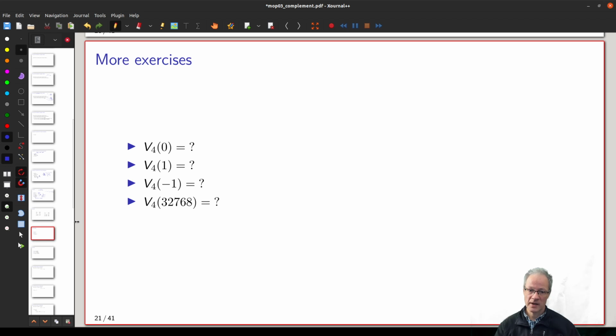Already there are some more exercises. So now what about four bytes? What's going to change? In 4 bytes, 0 is still going to be 00000000, that's in hex now, right? 1 is still going to be 00000001, right? Minus 1 is going to be, guess what? All Fs.